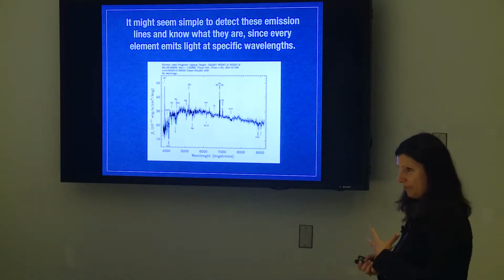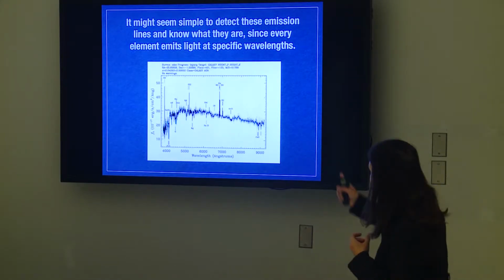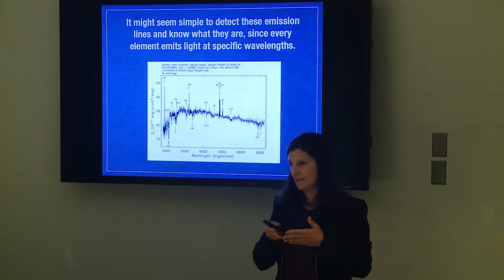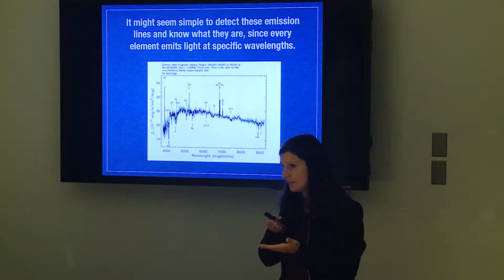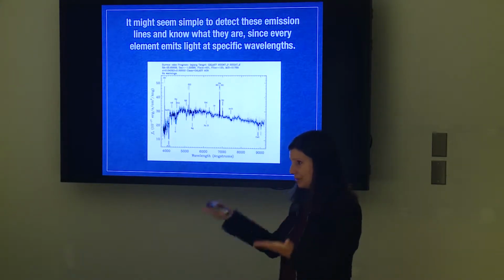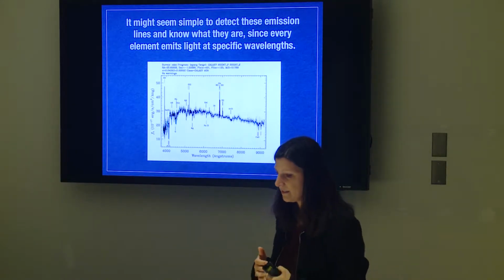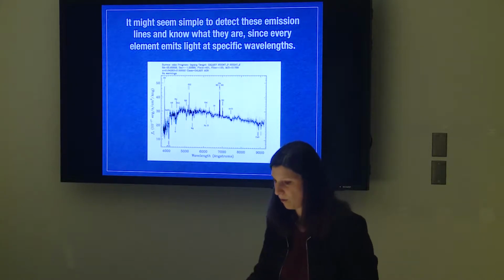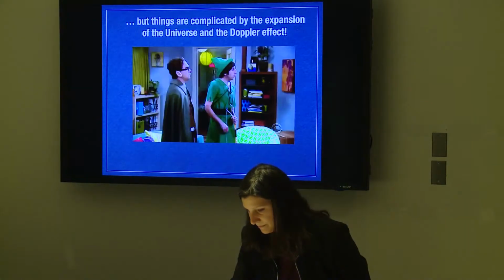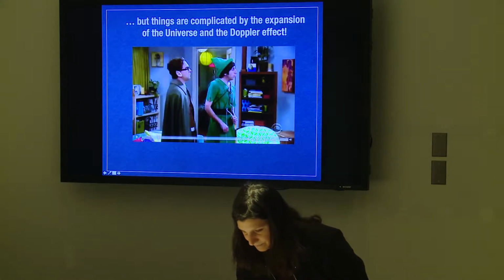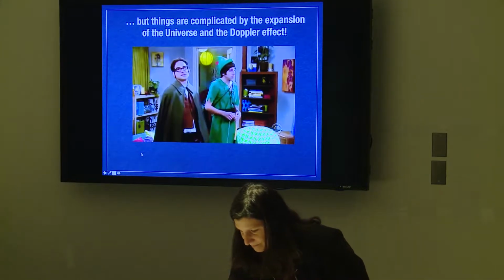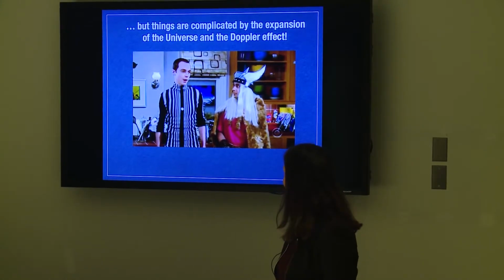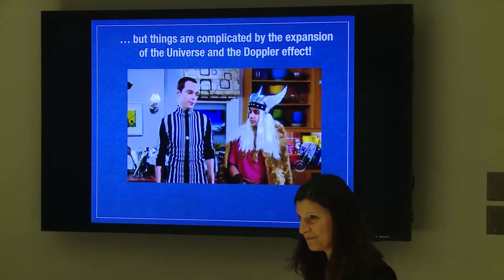So the problem that we have in measuring emission lines at certain wavelengths in the spectrum and associating them with the physical elements that produce that emission line is the fact that the universe is expanding, and this produces the so-called Doppler effect. Right? Just as a reminder. Oh, the Doppler effect. Yes. It's the apparent change in the frequency of a wave caused by relative motion between the source of the wave and the observer.